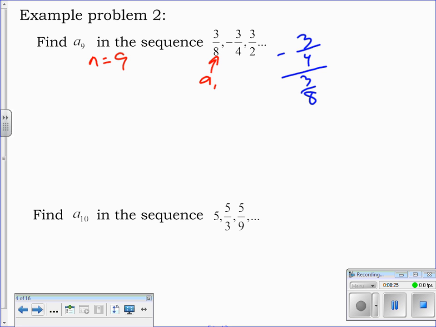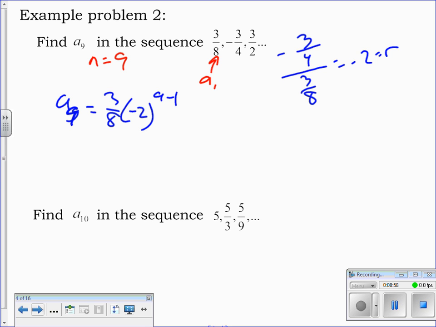-3/4 divided by 3/8. And you get -2. So r is -2. Plug them in. The ninth term is 3/8 times -2 to the 9 minus 1 power.